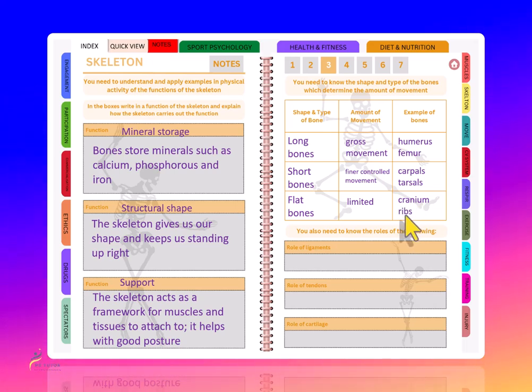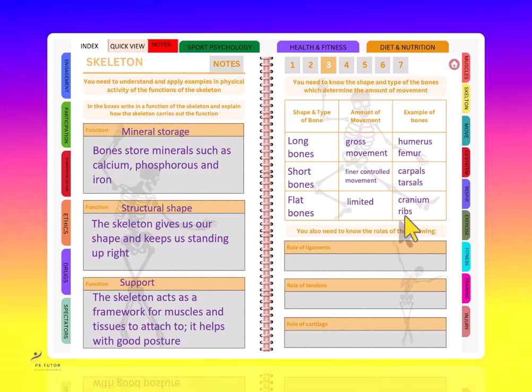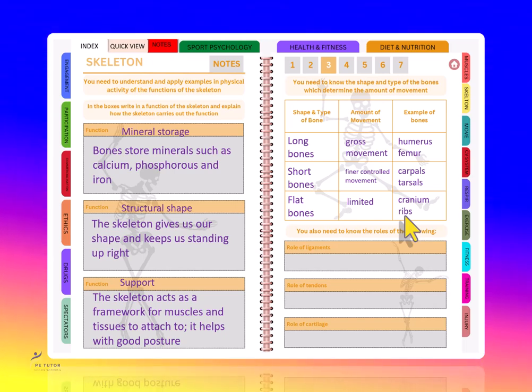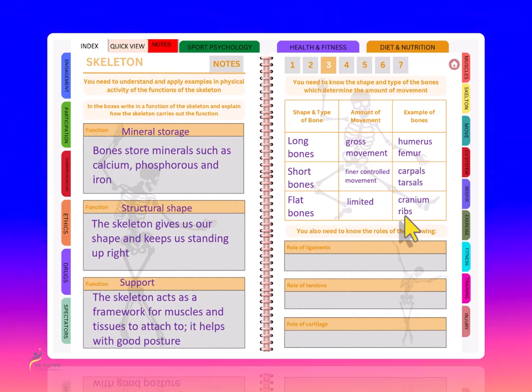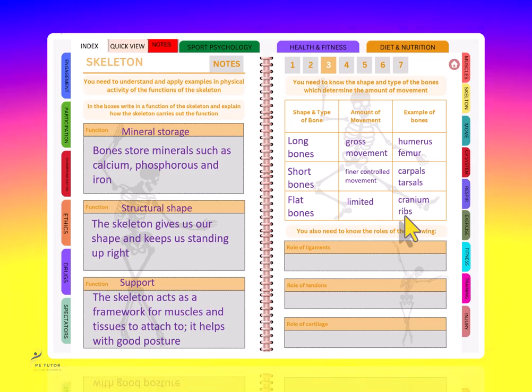And interestingly, the ribs are also classified as flat bones, even though it's not immediately obvious that they are flat. So you need to be aware of those. We've seen questions that you might well get asking those specific questions. So make sure you've got your head around those.